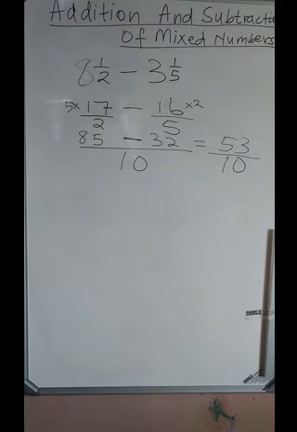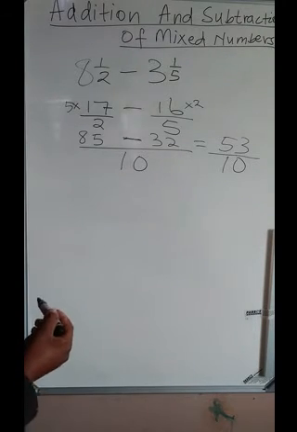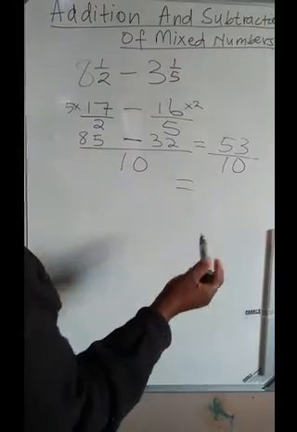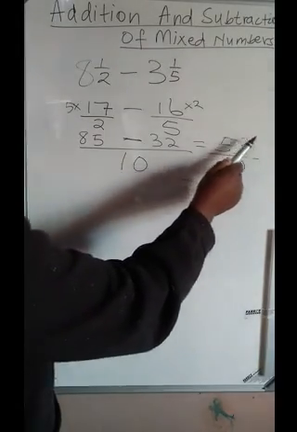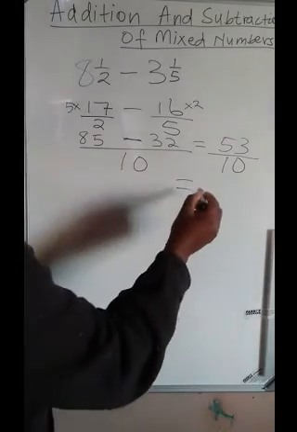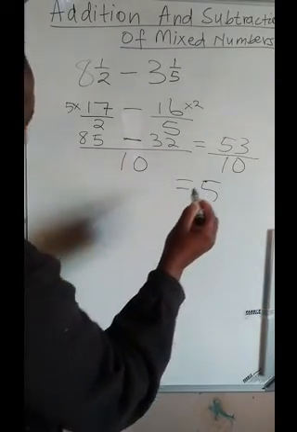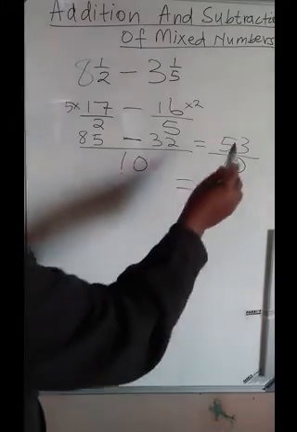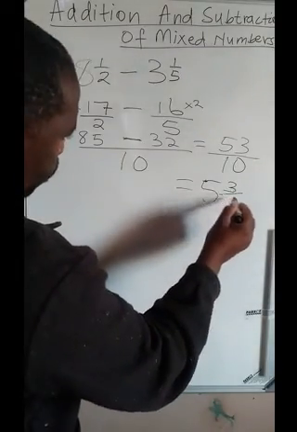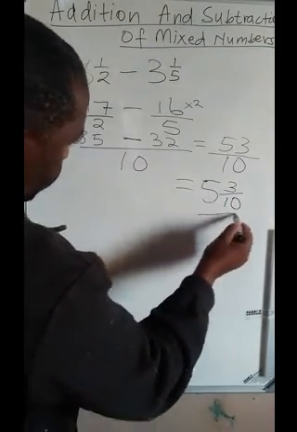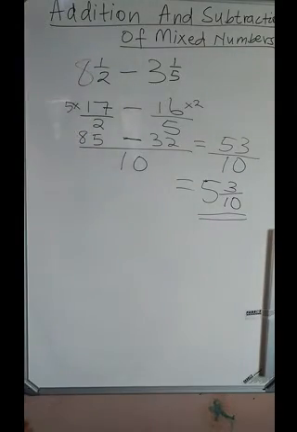53 over 10. So this is an improper fraction. We have to simplify it. So how many times does 10 go into 53? It goes 5 times into 50. And the remainder will be 3 over 10. So that would be your answer. So that is how we can subtract mixed numbers.